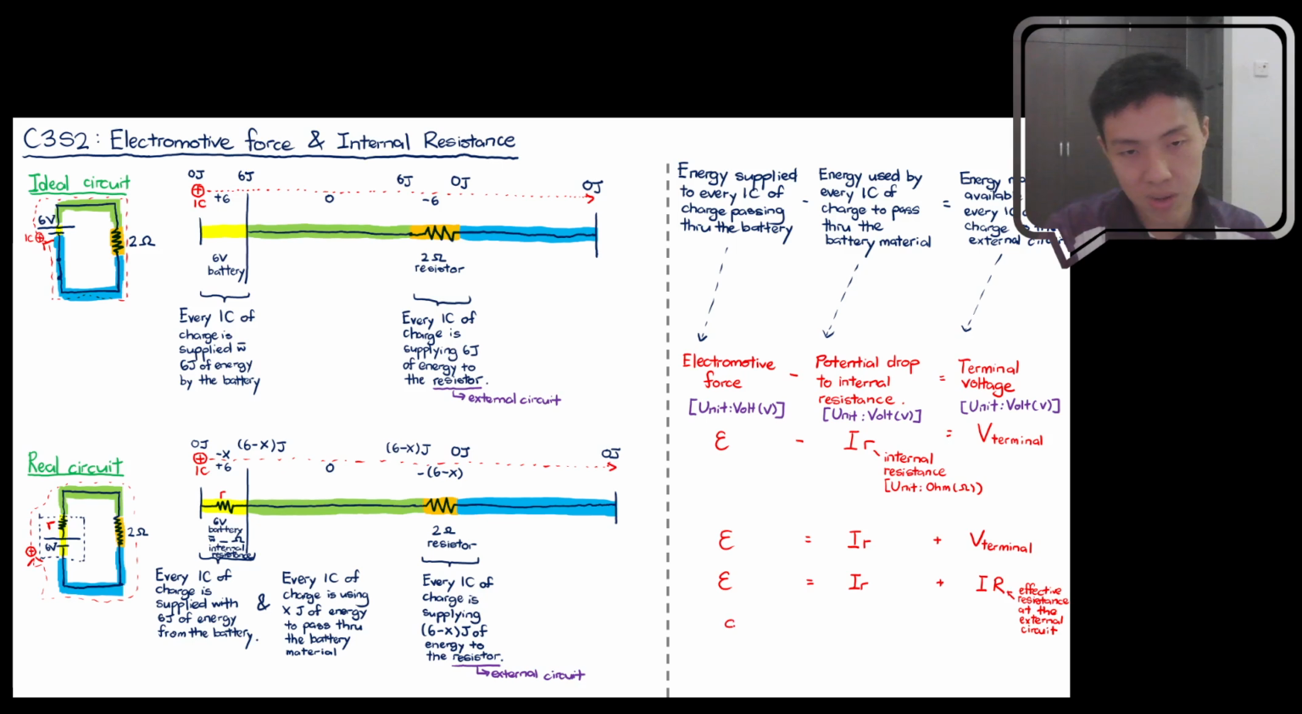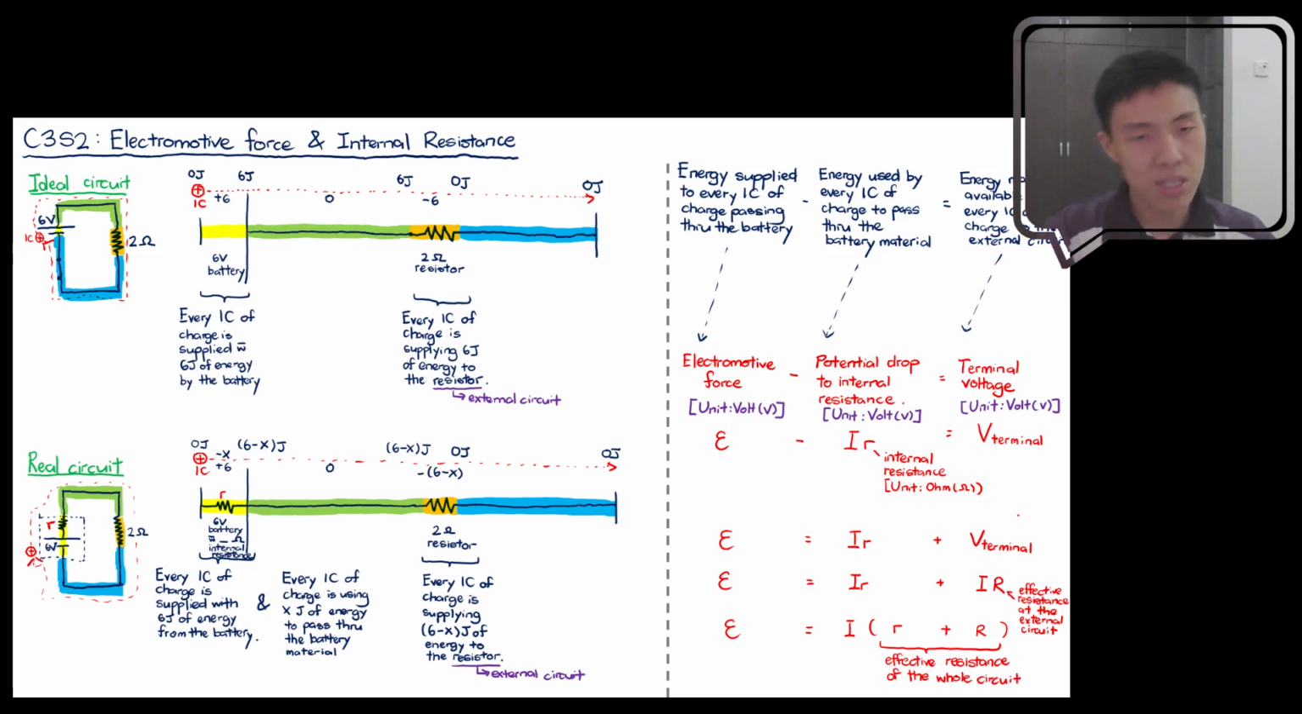So if you factorize it together, the equation becomes epsilon equals I(R + r). So this is internal, this is external, right? Together, small r and big R will be the effective resistance of the whole circuit. It doesn't care whether you're internal or external, that's the effective resistance of the whole circuit.